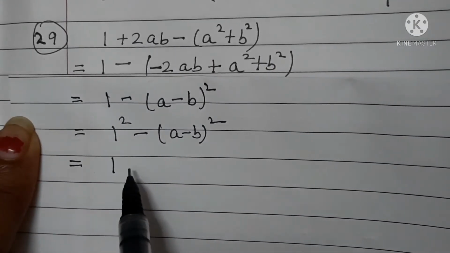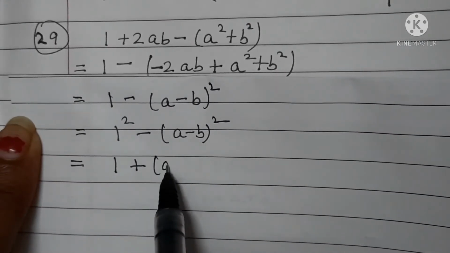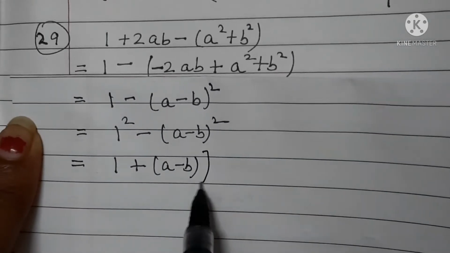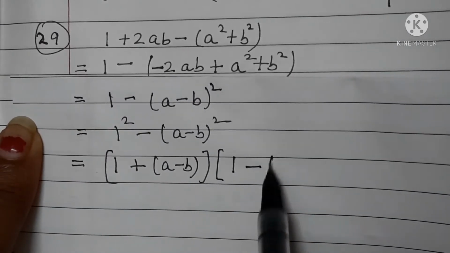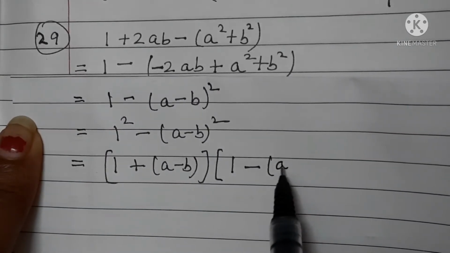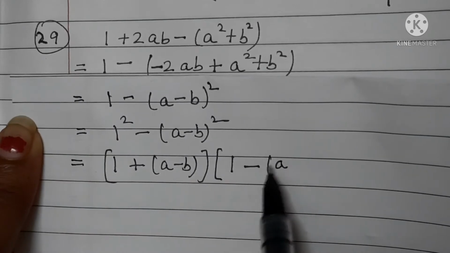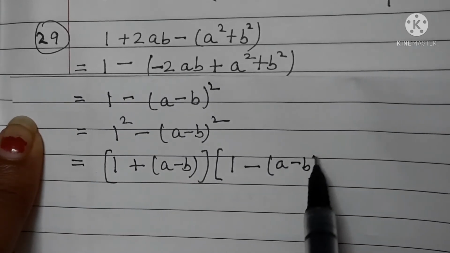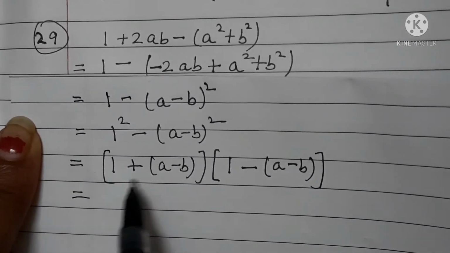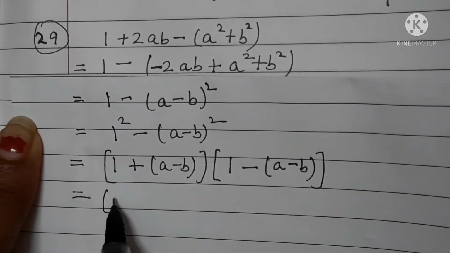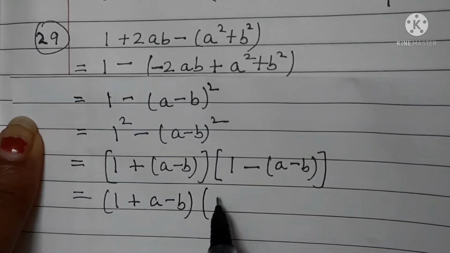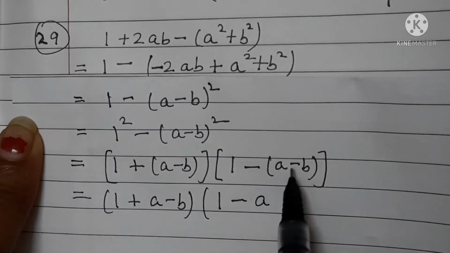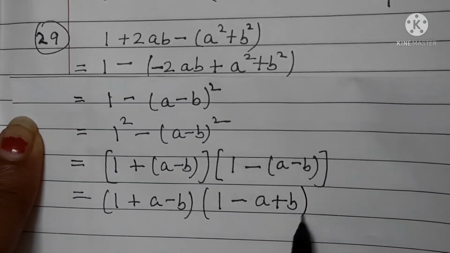So here 1 plus a minus b in one bracket and 1 minus, in the bracket, a minus b, and close and open. 1 plus a minus b, 1 minus a minus minus plus b. Answer.